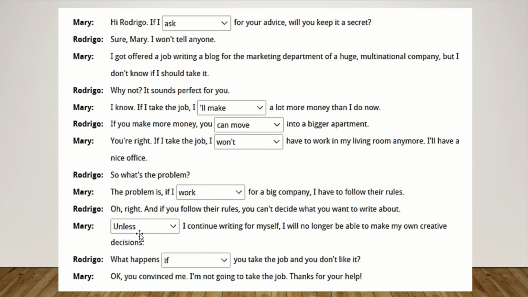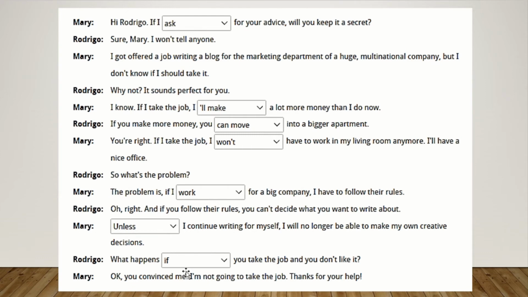What happens if you use if? If I continue writing, I will no longer be able to make my own creative. That doesn't make sense, right? So unless. Remember the hidden meaning of unless is if not. So if you change it in your head, it says if I don't continue writing, okay? For you to be sure that is correct.